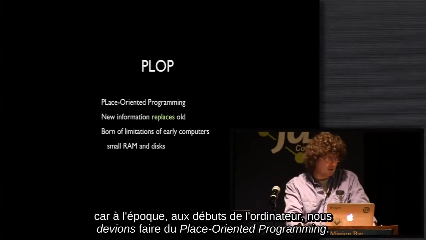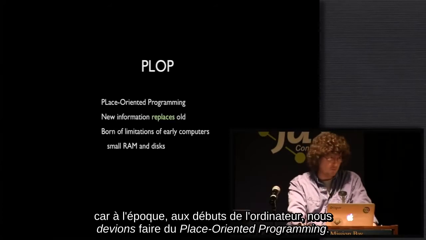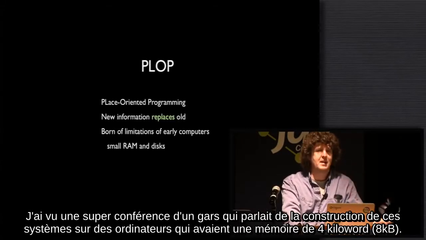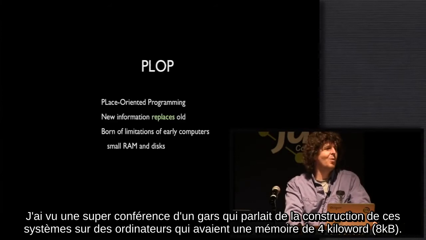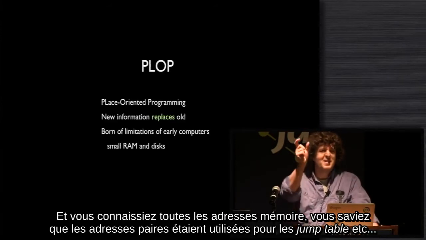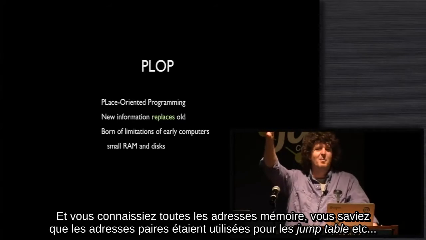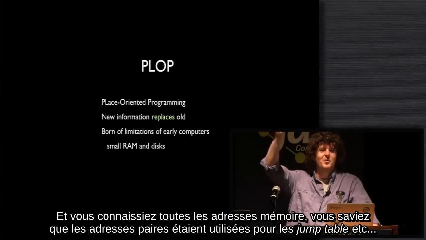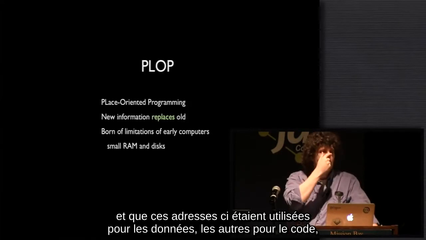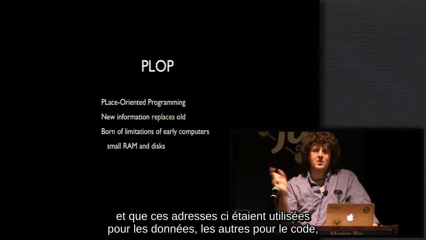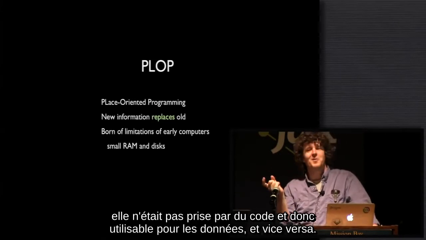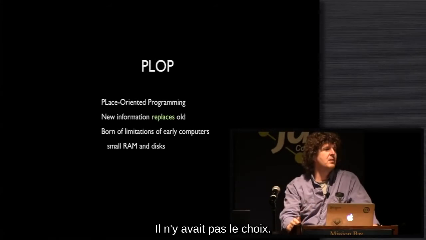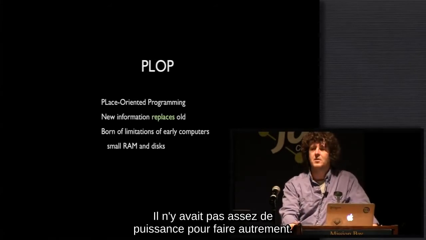Because way back in the early days of computers, we had to do place-oriented programming. I saw Guy Steele give a great talk where he was talking about building these systems on a computer that had 4 kilowords of memory. And for every piece of memory, you knew the address. You knew that the even-numbered addresses starting at 2000 were used for a jump table, and these other addresses over here were used for data, and other addresses were used for code. Sometimes they were used for more than one thing, because you knew that right now no one's using this for code, so we can use it for data, and vice versa. You had to do it, right? There wasn't enough capacity to do anything else.